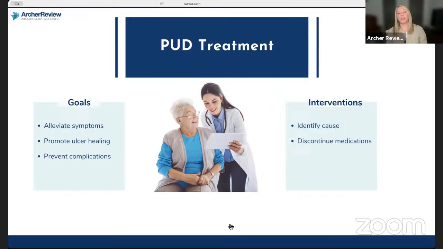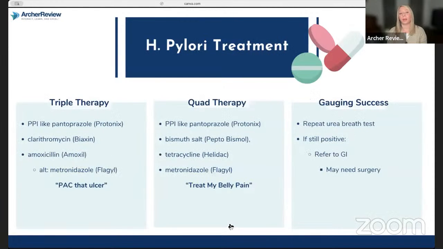So one of the ways we can do this is identify the cause. Let's say it's medication like NSAIDs or long-term corticosteroid use. If possible, we'll just discontinue those medications. But let's say our patient tested positive for H. pylori. What would the treatment be then?